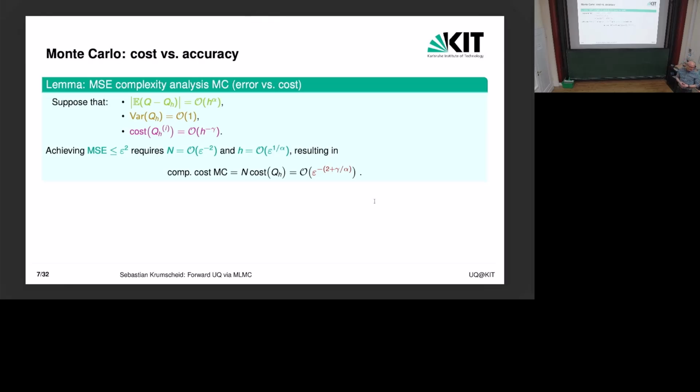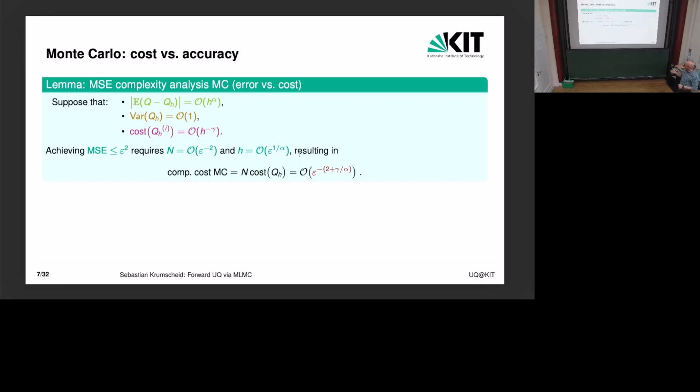Overall, this goes to this complexity analysis. It's always this idea of balance: how much cost do I have to invest to guarantee a certain accuracy? And so the running assumption is that we have a certain control over how quickly this bias decays as a function of the discretization parameter. We assume that our variance is bounded for sufficiently small discretization parameters, and that the cost to generate one of those samples is inversely proportional to the discretization parameter. And then in order to achieve a mean squared error that is bounded by epsilon squared, I get to this cost. Okay, good. This is standard, been around for ages. That's our baseline. We want to improve upon that.